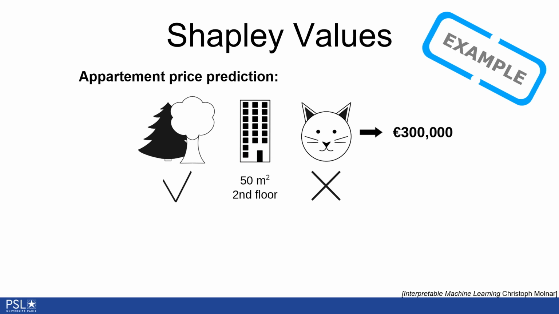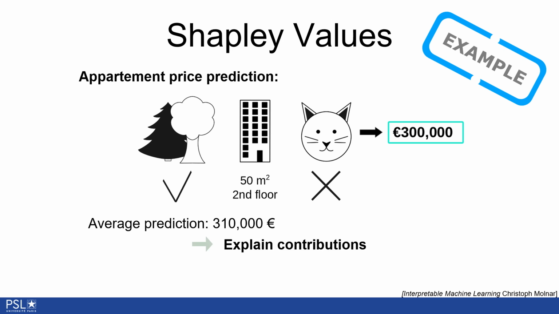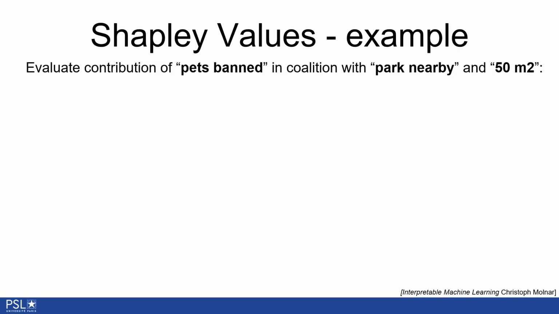For this instance, the model predicts a price of 300,000 euros, while the average prediction in the neighborhood is 310,000 euros. The goal of Shapley values is to explain the contributions of different features to this difference between the prediction for this specific apartment and the average prediction. Let's look specifically at the contribution of the fact that pets are banned.